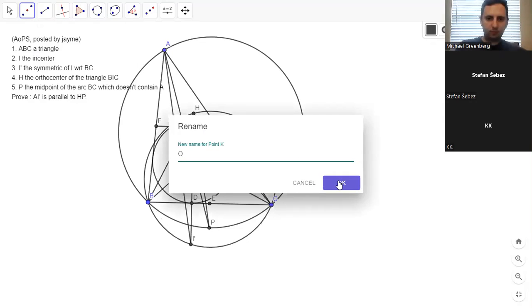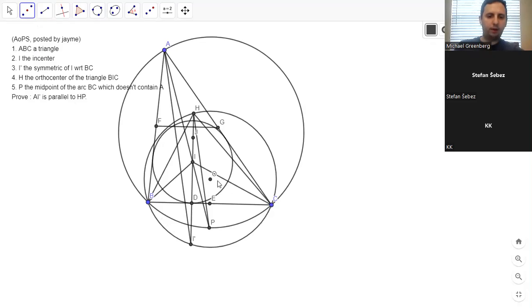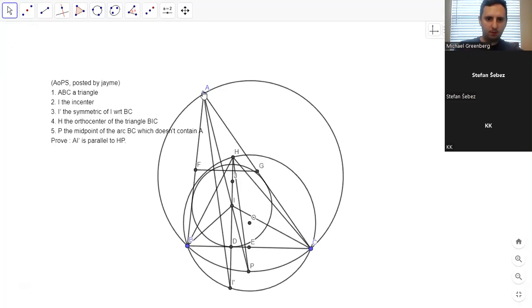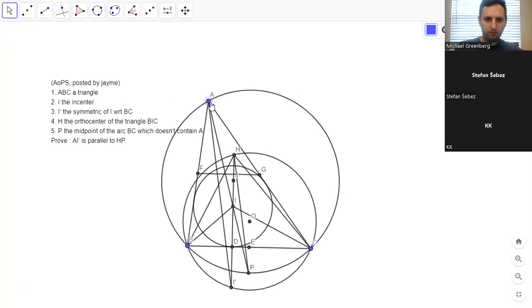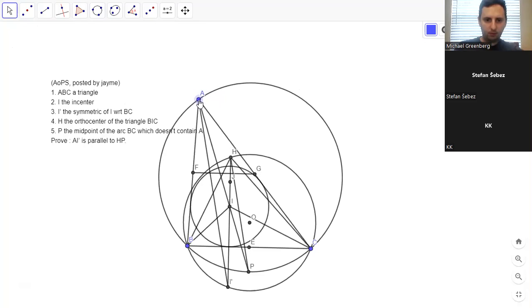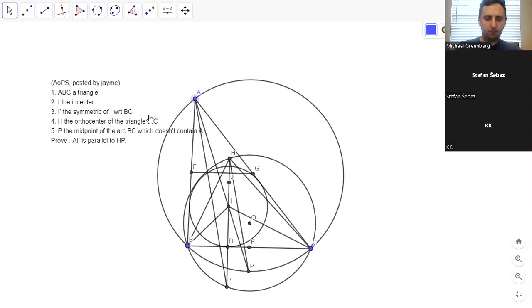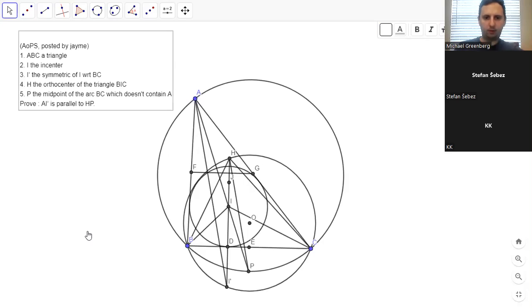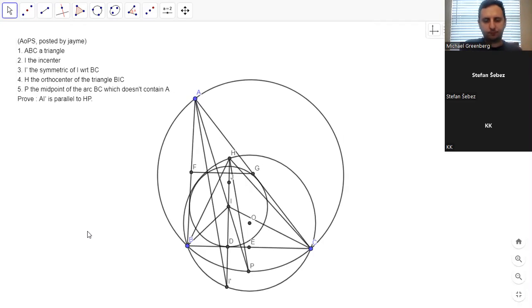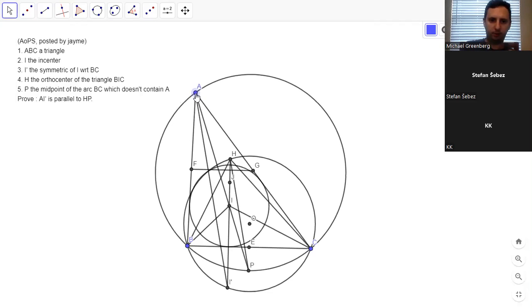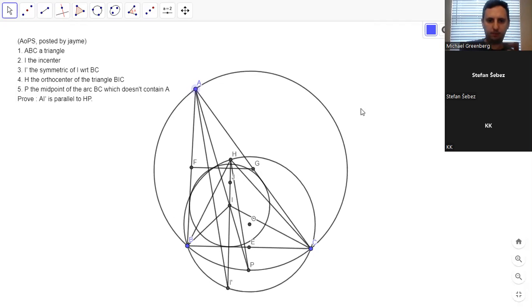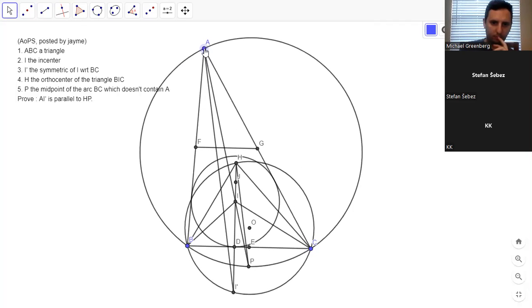So JI is equal to OE. Let me delete. I think that's okay. It almost looks like the circles are tangent, so let me move it around a little bit. So FG, it's kind of interesting that it's the polar of H.